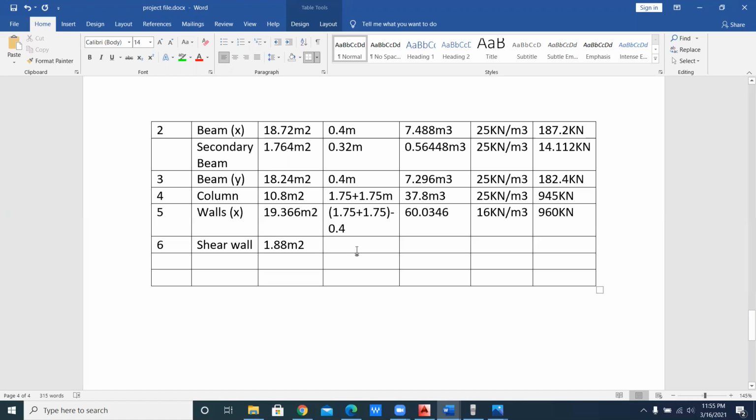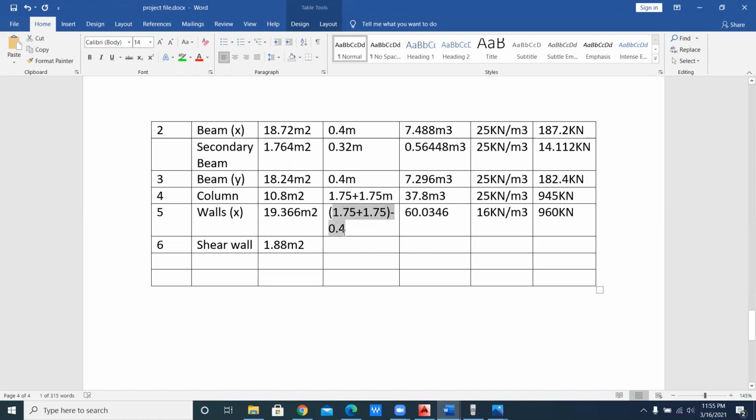And you know that what is that? It is 1.8, 1.888 basically meter square. That is for basically shear wall. Okay, and you know that what is the height? Same.